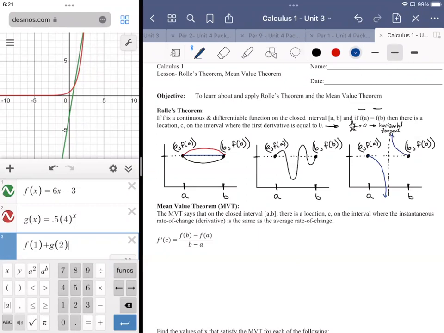This is a case where it's not a continuous differentiable function entirely over the interval. So this is an instance where Rolle's theorem fails.